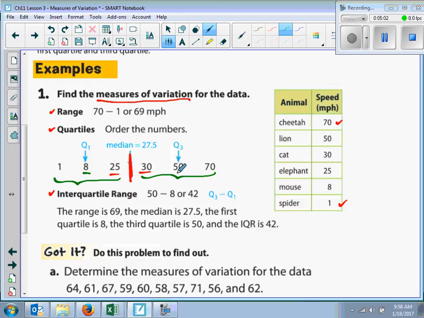Is everybody with me? Now, to find the interquartile range, we're going to take the third quartile minus the first quartile. So that's going to be 50 minus 8, which is 42. So the range is 69, the median is 27.5, the first quartile is 8, the third quartile is 50, and the interquartile range, IQR, is 42.